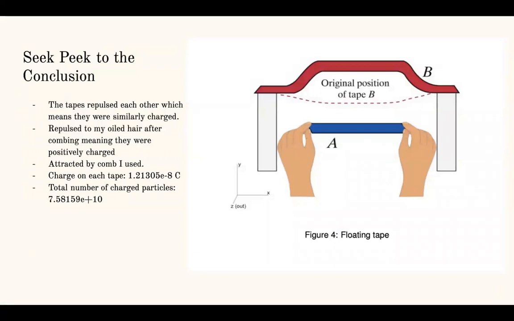The sneak peek of the experiment was basically both of the tapes were positively charged and they were repulsed by my oiled hair, which means they were positively charged, and attracted to the hair I combed, which again means they were positively charged because the comb was negatively charged. Here are the charges and the total number of charged particles we estimate that were there.